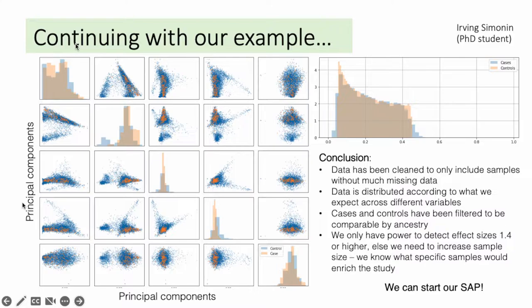And we know that we need to increase sample size, and now we know which samples we need to increase. So now, in theory, we can start our statistical analysis plan. Now we know all of this, right? Is that good? Clear?